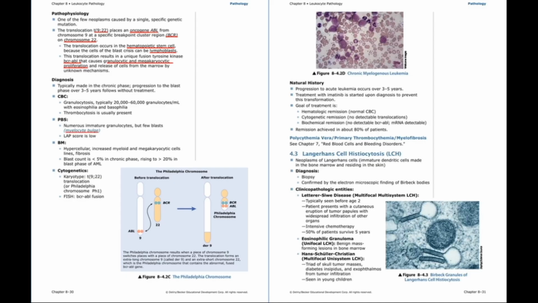Historically, the neoplastic cells lose enzymatic function, and this was the basis of a low leukocyte alkaline phosphatase stain on the peripheral blood smear. Bone marrow shows a hypercellular marrow with increased myeloid and megakaryocytic cells, usually a mild degree of fibrosis as well. In the chronic phase, the blast count is less than 5%, rising to 20% in the blast phase. Cytogenetics can be done either by karyotype, which shows the t(9;22) translocation called the Philadelphia chromosome, or it can be demonstrated by FISH testing, which shows the BCR-ABL fusion.